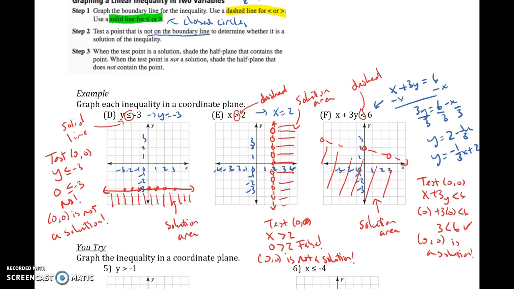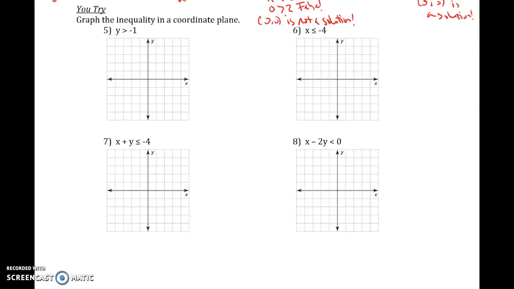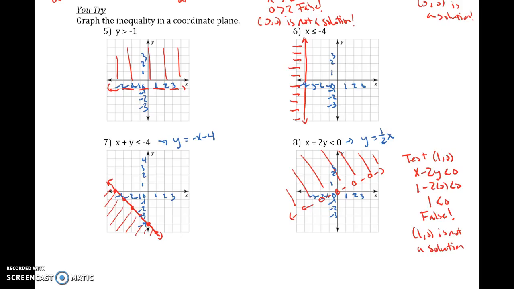I'm going to have you guys try 5, 6, 7, 8, and we'll come back and check your work. All right, go ahead and check your work. So I didn't show all of my tests for 5, 6, 7, but you guys want to make sure you show it to me on your own. I wanted to show you the test for 8 because this is a situation where 0, 0 doesn't work, because 0, 0 is on the line. So I picked any other point. I like to pick points that have 0, so I picked 1, 0. And I saw that didn't work, so I shaded the other side.